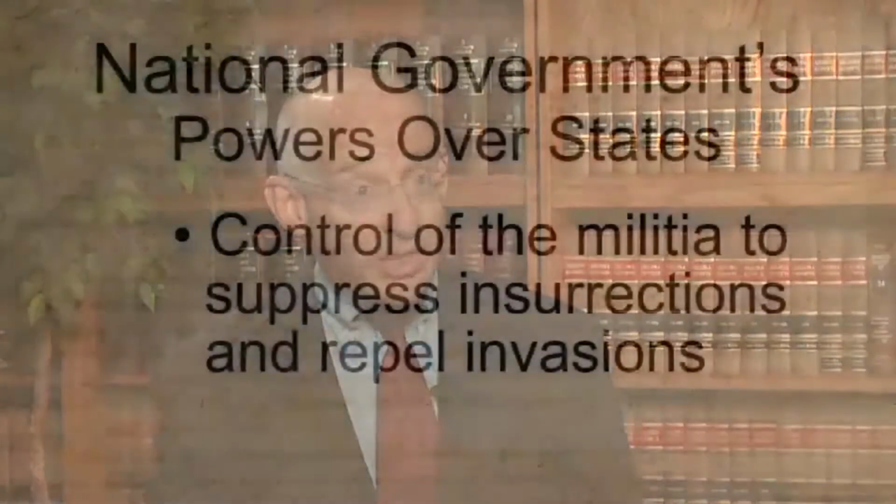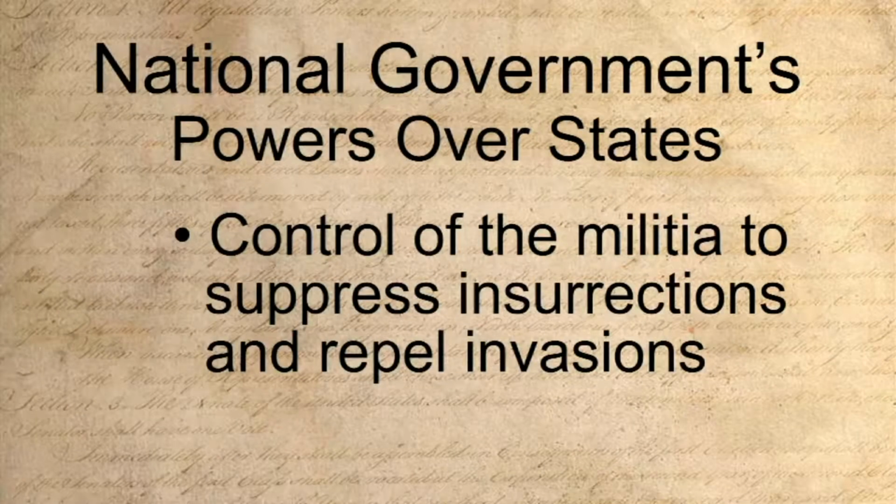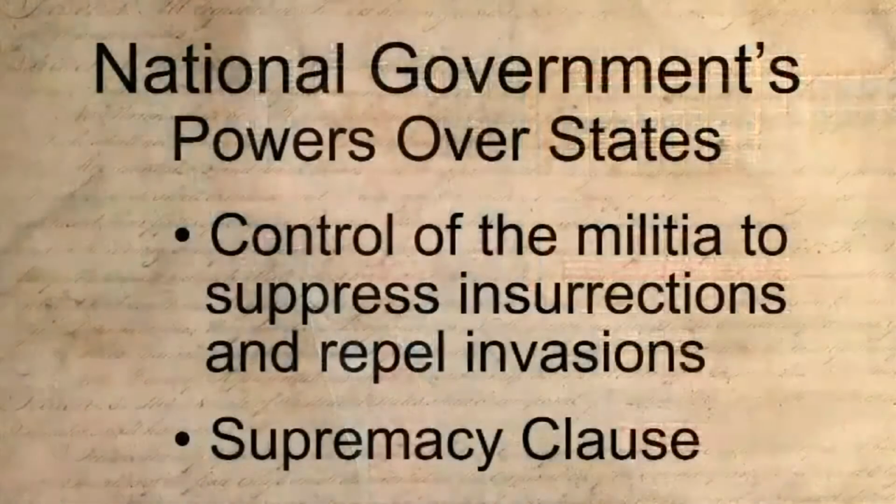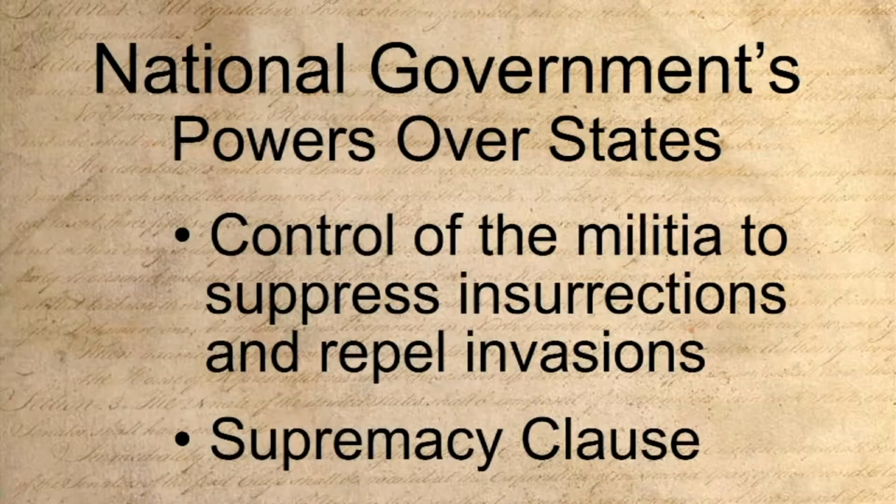So the Constitution gave the national government certain powers over the states. For example, Congress may call the militia into national service, and this is a quote from Article 1, Section 8, to execute the laws of the Union, suppress insurrections, and repel invasions. Article 4, Section 2 is called the Supremacy Clause, and it says that the Constitution is the supreme law of the land, and that state judges are obliged to follow the Constitution and national laws, no matter what any state law or state constitution may say otherwise.